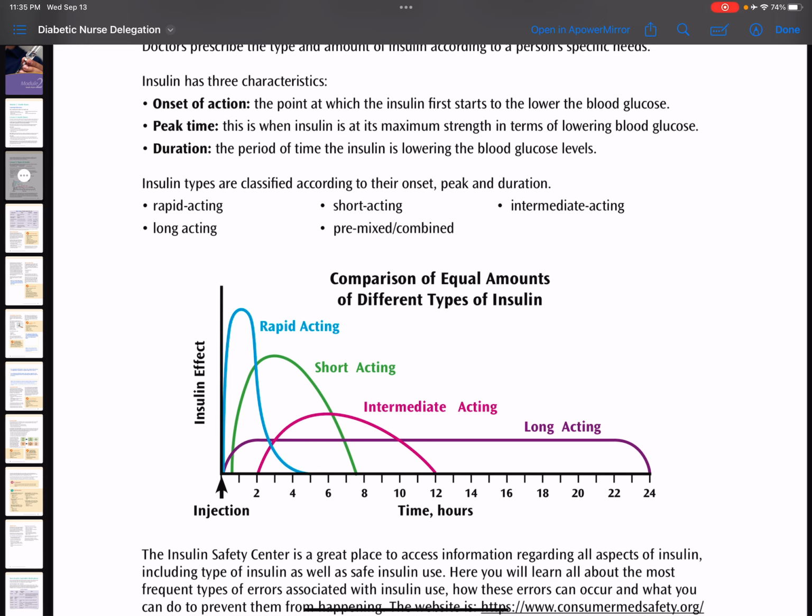There are also insulins that are not shown in this picture, pre-mixed or fixed combination. Their onset is 5 to 60 minutes, their peak is dual, and the duration is 10 to 16 hours. The other ones are ultra long. They're like long acting, but a little bit different. Their onset is 6 hours, and they don't have a peak, just like the long acting. Their duration is 36 hours. They last longer than long acting.